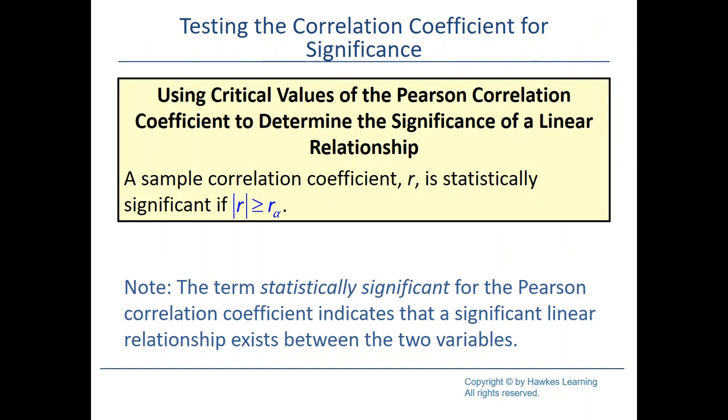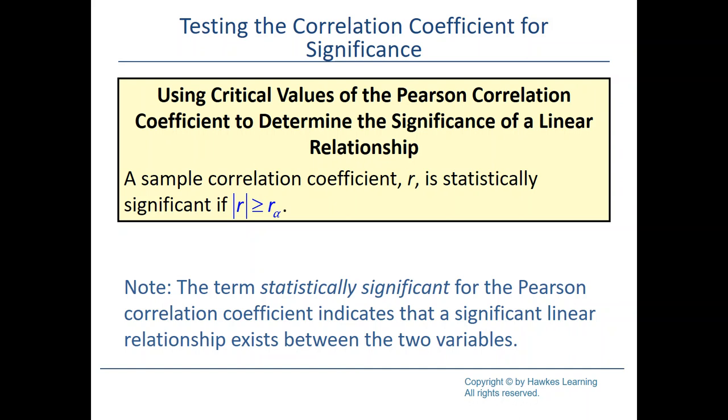Now, let's talk about using critical values with that Pearson correlation coefficient. And we're going to determine the significance of a linear relationship, the level of significance we might have. Please understand we talked about these when we were looking at hypothesis testing. So we're actually going to look at some of the hypothesis testing in a moment.